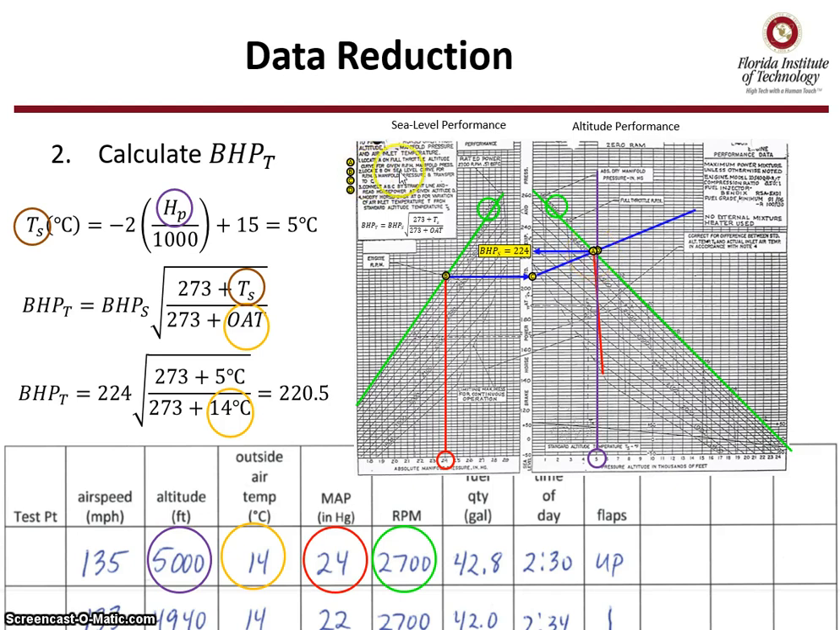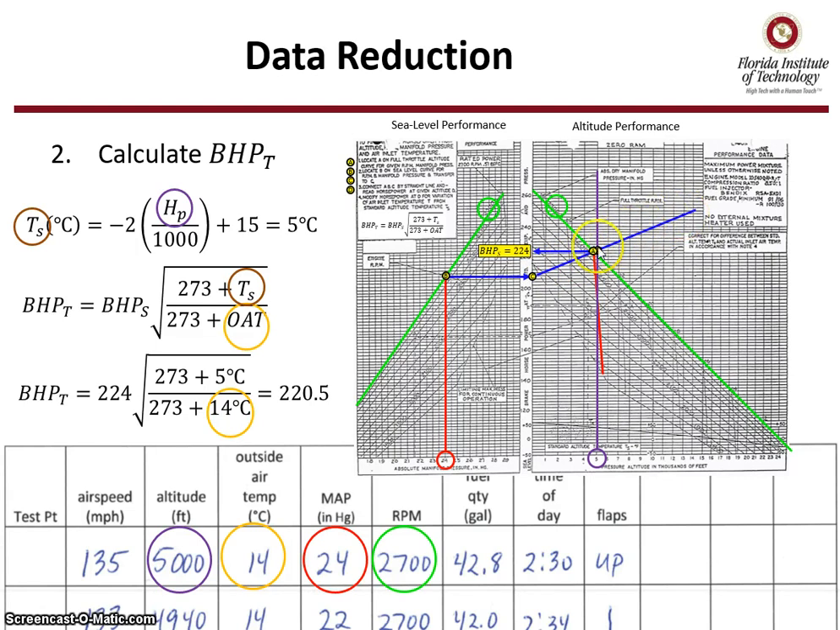Step 2 is to locate B on the sea level side of the curve for the same manifold pressure and RPM. In this case, the 24 inches of manifold pressure line is vertical, and we follow that up till it hits the 2,700 RPM line, and that's point B. We'll then take point B and extend it horizontally until it intersects the altitude side and call that point C. We'll take point C and connect it with a line through point A and continue the line even past where the grid lines stop.